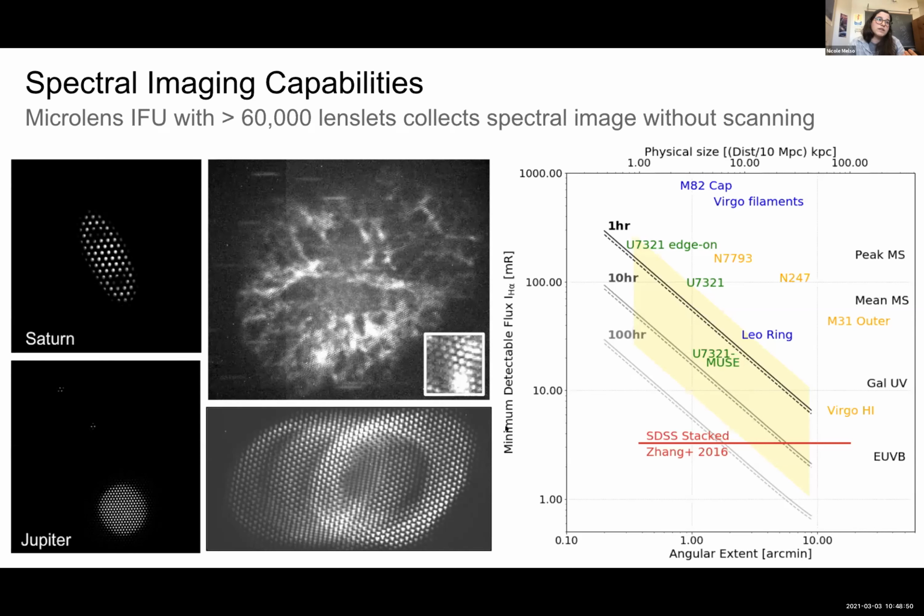And I've shown you on the right here our detectable flux versus angular extent. It's very difficult to get the signal to noise in the range of 1 to 10 millirayleigh with just every single lenslet. And so we can bin these lenslets together. We have a very good filling factor, so we can bin them up. And instead of taking something like 100 hours to reach this, we could reach this 1 to 10 millirayleigh region within maybe 10 hours at a physical size of something like 10 kiloparsecs.